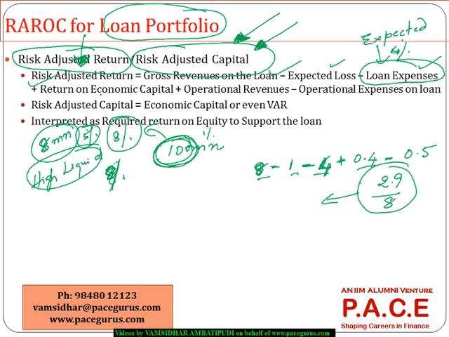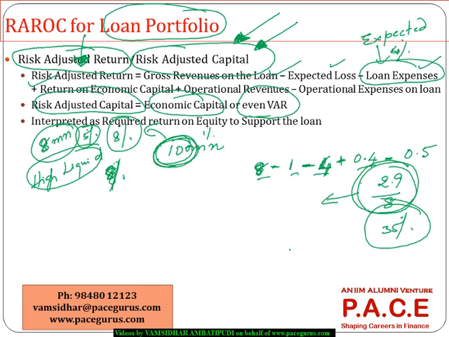And in the denominator for the risk adjusted capital, I should try to use the economic capital itself. Otherwise, if the economic capital information is not available, I can even use VAR, value at risk, as a proxy for the economic capital also. So the simple way I should interpret this is, whatever this amount is, let's say around 35% or 30, whatever it is, this is the expected rate of return on the equity to support the loan.